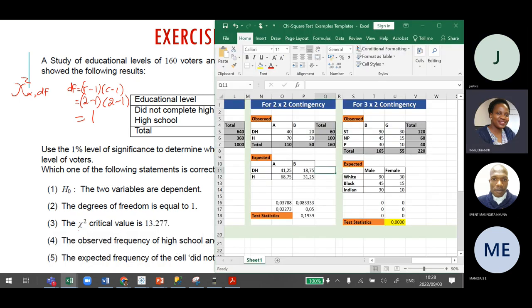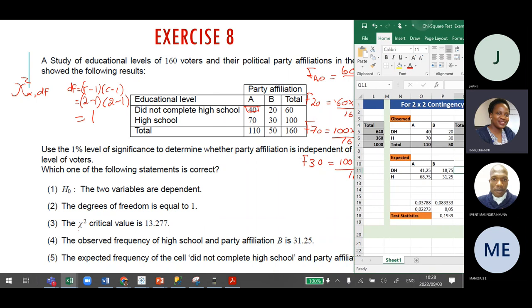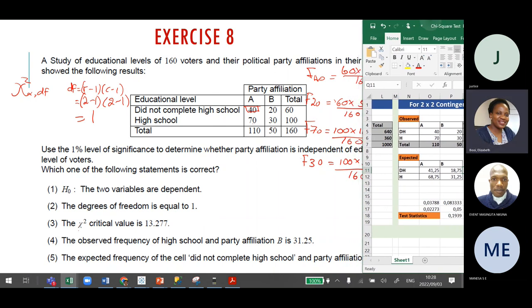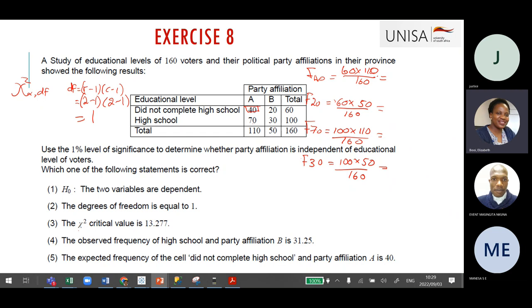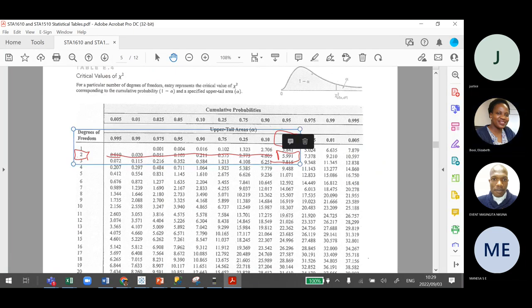So I'm going to bring back this contingency table here because most of the answers are here. Okay, so let's answer number one. Oh, no, we didn't find the critical value. So we still need to go find the critical value. They gave you a level of significance of 1%. So it means you're going to find the chi-square critical value by using 0.01 and the degrees of freedom of 1. So let's go find it.